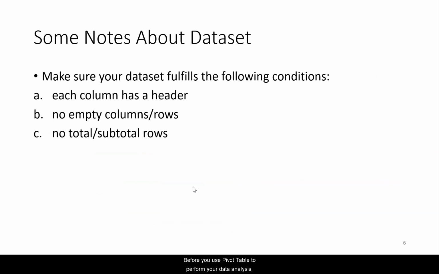Before you use Pivot Table to perform your data analysis, make sure your raw data fulfills the following conditions. Make sure that each column has a header, there are no empty columns and rows, and no total or subtotal rows. That means your data set really contains raw data.